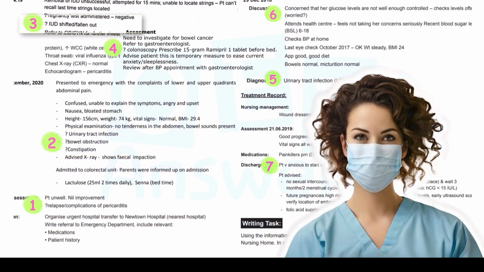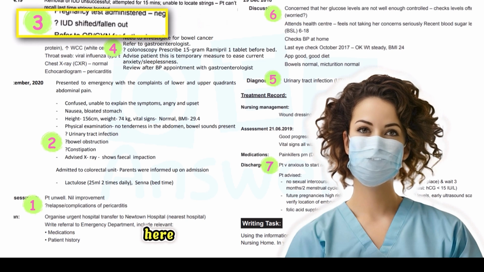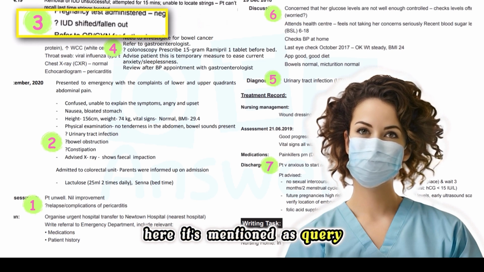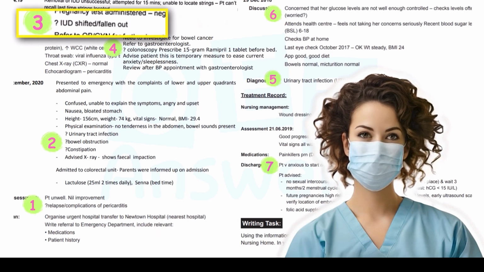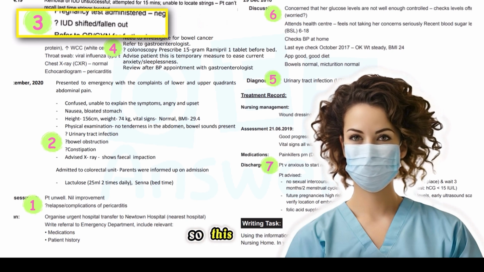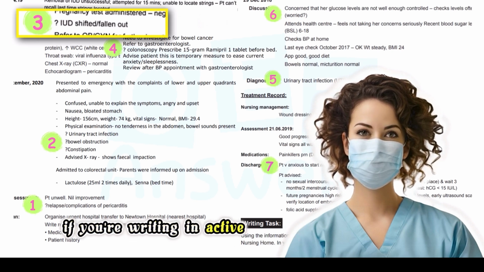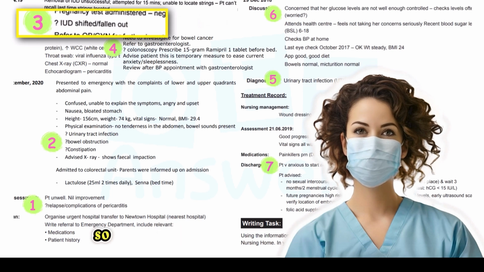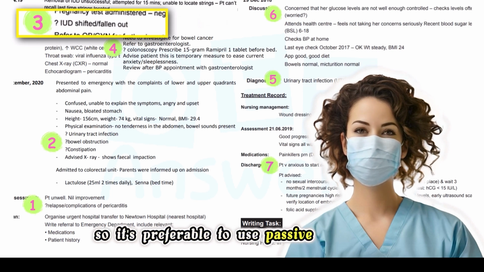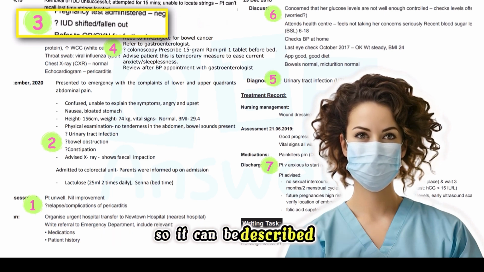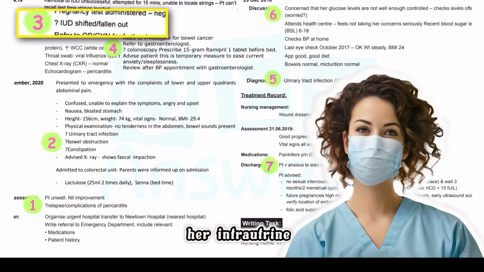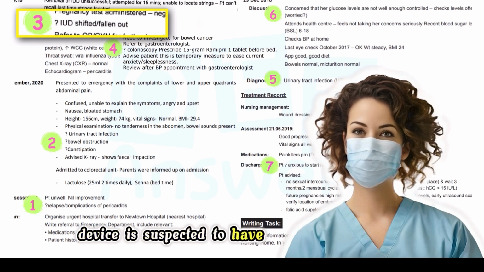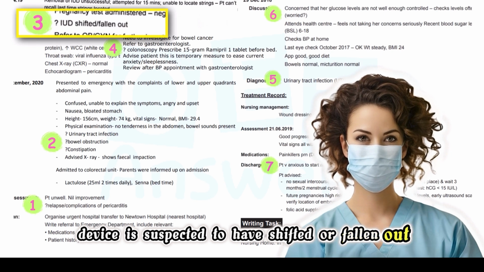Now look at this scenario number 3. Here it's mentioned as query IUD shifted / fallen out. So this sentence, if you are writing in active voice, that would not be suitable. So it's preferable to use passive voice here. So it can be described as her intrauterine device is suspected to have shifted or fallen out.